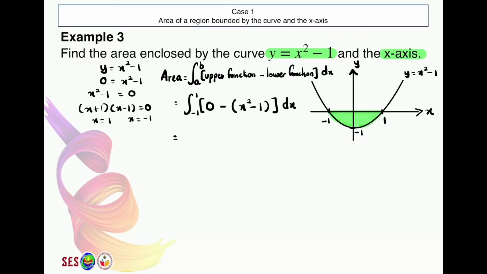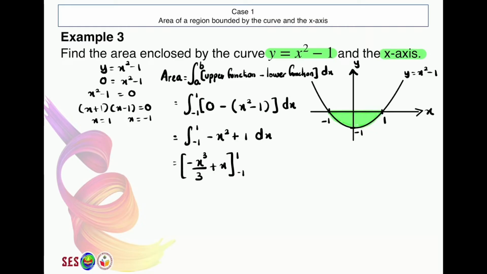If you simplify it further, you get the integral from -1 to 1 of minus x squared plus 1, dx. You open the bracket, and you get negative x squared plus 1. What you need to do now is just integrate as usual, and you'll get negative x to the power of 3 over 3 plus x, from negative 1 to 1.